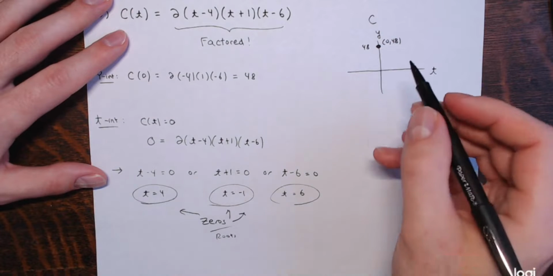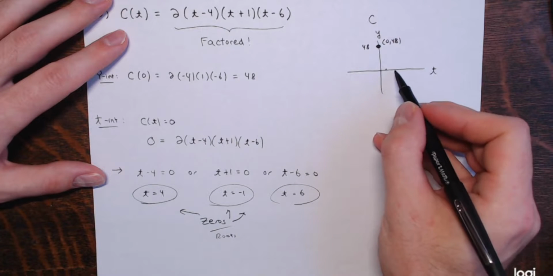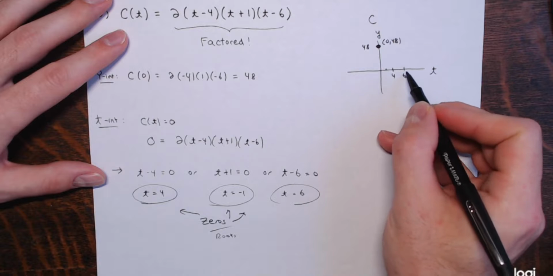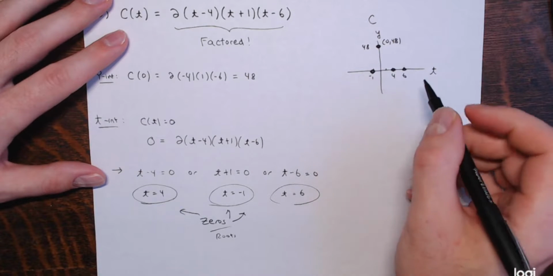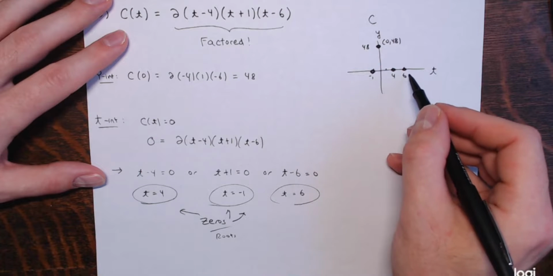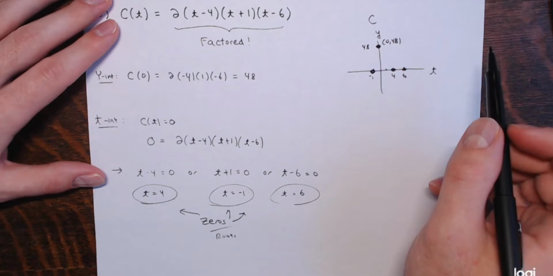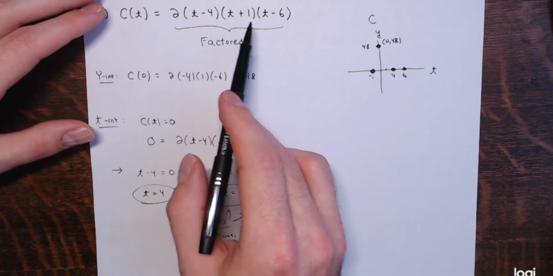So on the t-axis here, you've got 4, 6. There's a point there, and then negative 1, a point there. Right? Negative 1 comma 0, 4 comma 0, 6 comma 0. And then you could even go further and talk about the end behavior.